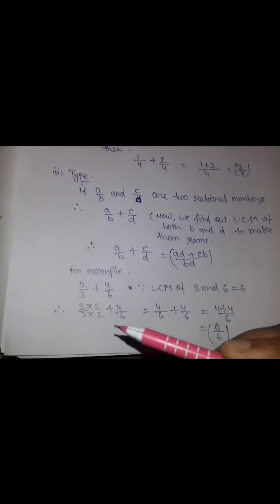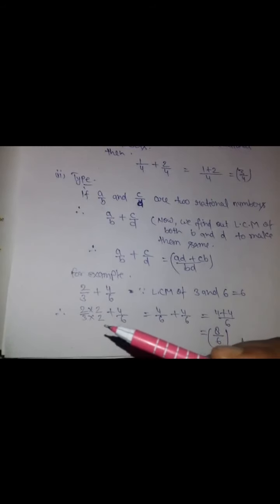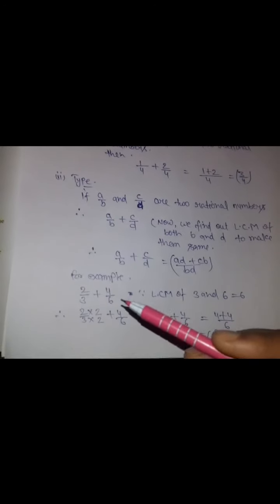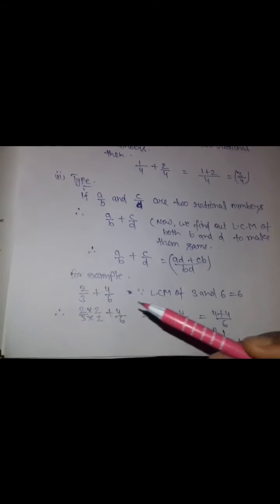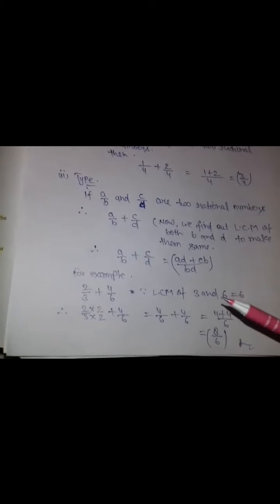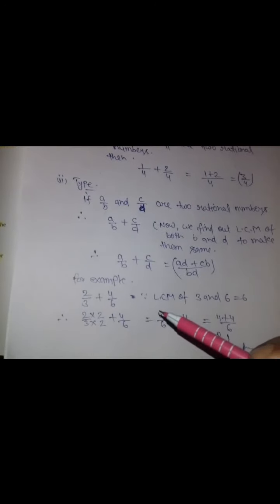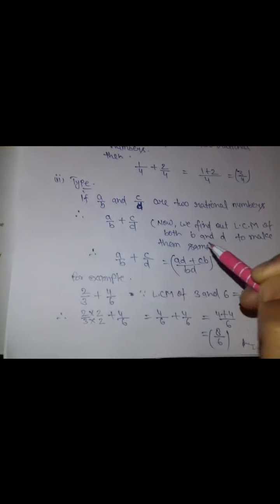This process holds for any number of rational numbers. There may be two rational numbers, or there may be a lot of rational numbers, and the process will be the same. If the denominators are different, we have to find the LCM of all the denominators and make them the same. This process will be the same for subtraction also, but multiplication is different.